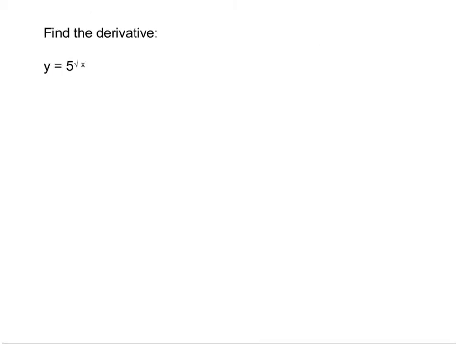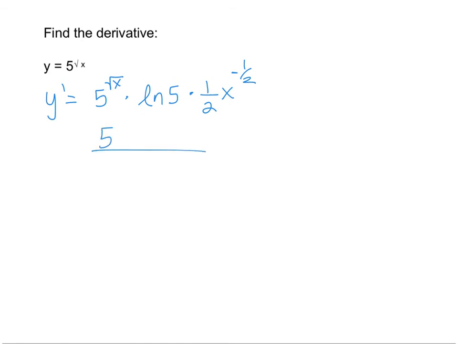Once again, the hardest thing is which rule do I use? Well, this looks a lot like number 2. This looks like a to the u. So if I rewrite this, I know y prime is going to be 5 to the square root of x, I'm just going to write it just like that, times the natural log of the base, times the derivative of x to the 1/2 power, which is 1/2 x to the negative 1/2. So if I rewrite all this, I'm going to have 5 to the square root of x times natural log of 5 on the top, the 2 and the square root of x on the bottom. Kind of ugly, but not too bad.